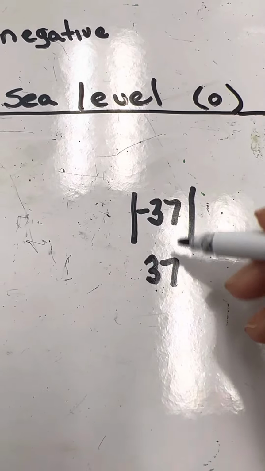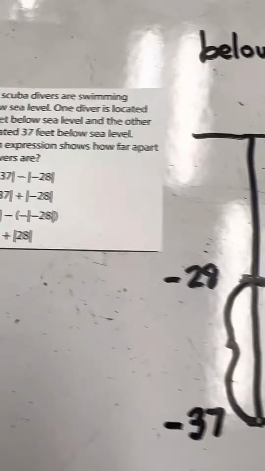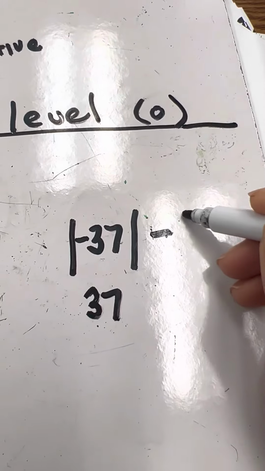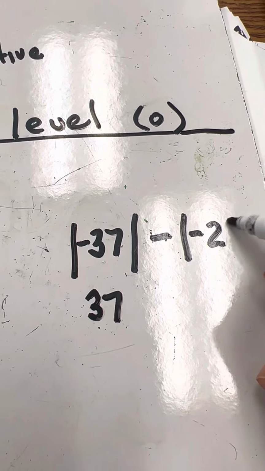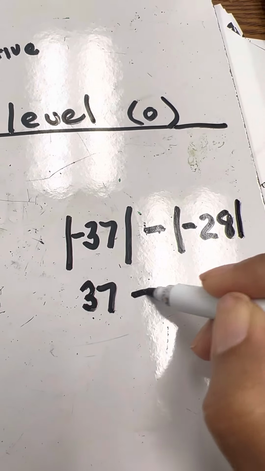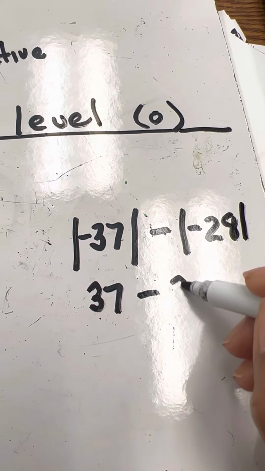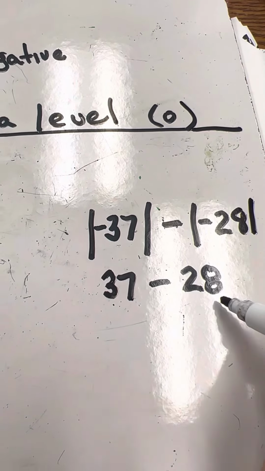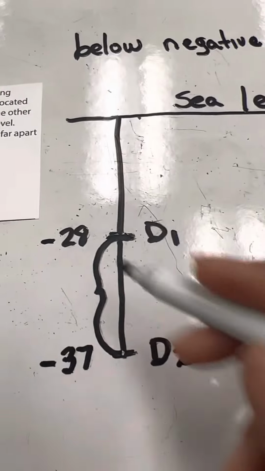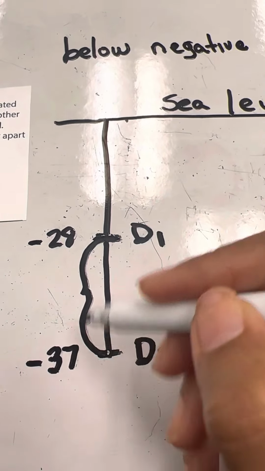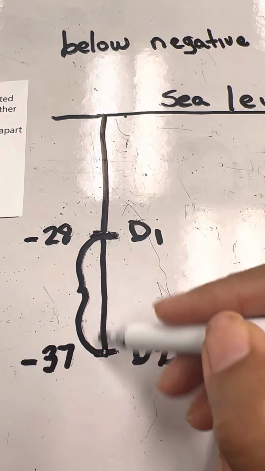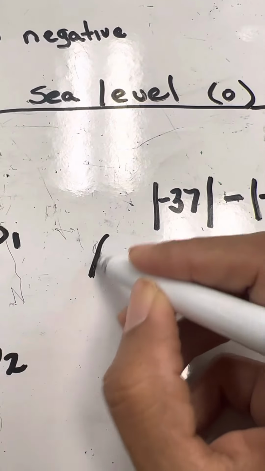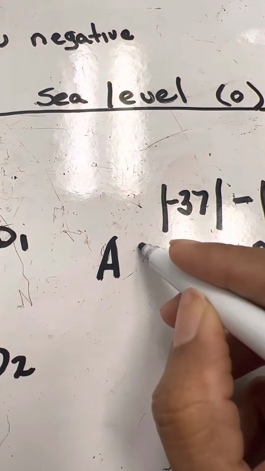So the absolute value of -37 is 37, minus the absolute value of -28, which is 28. So now 37 minus 28. If I subtract 37 and take away 28, would I get this distance? Yes, I will. So this is the expression, letter A, that will give me the answer to this problem.